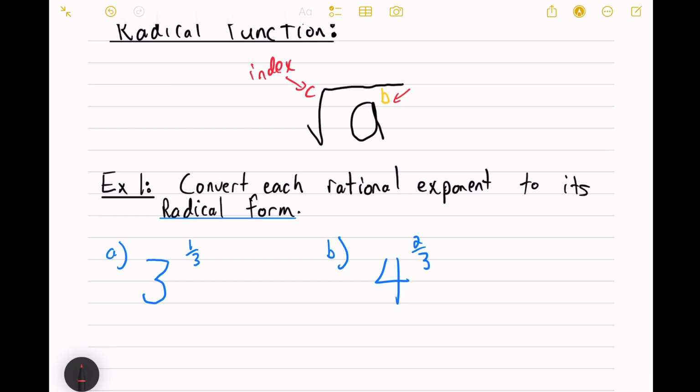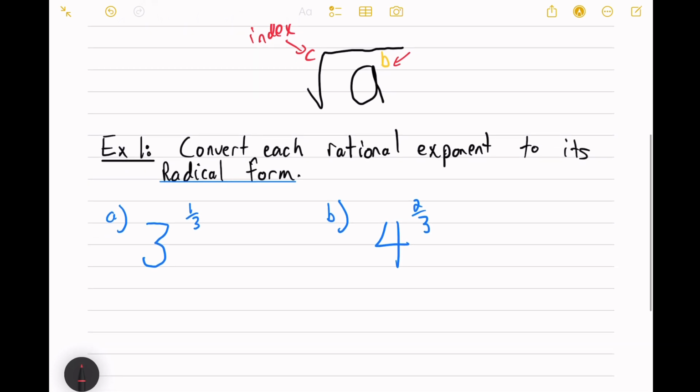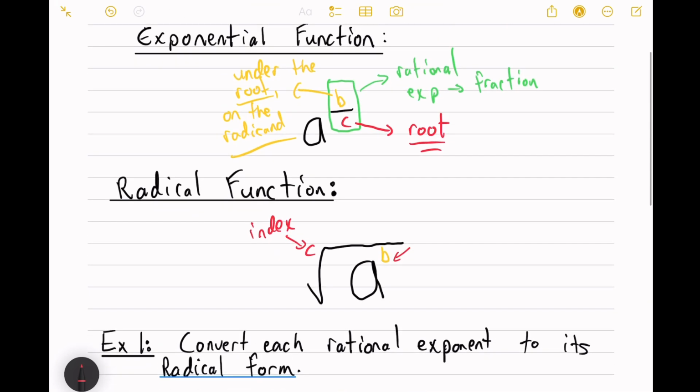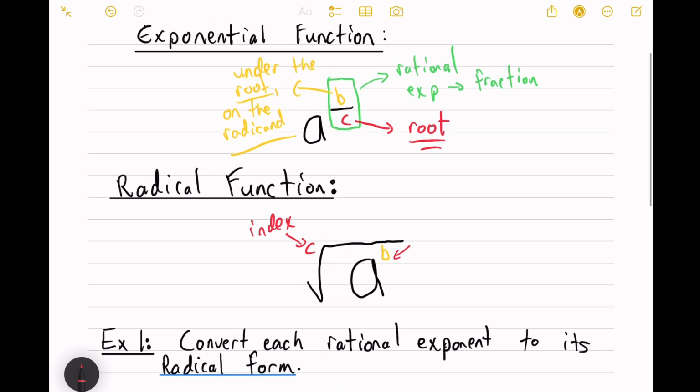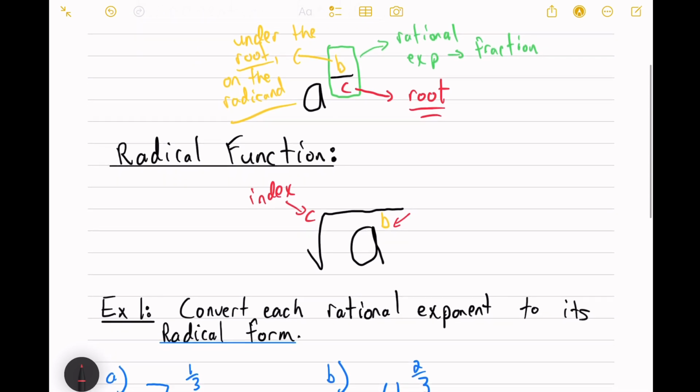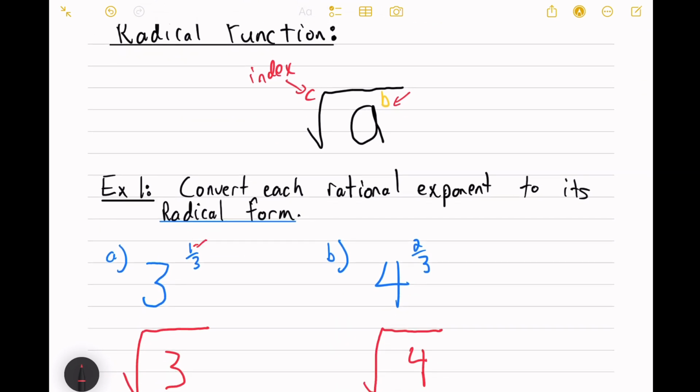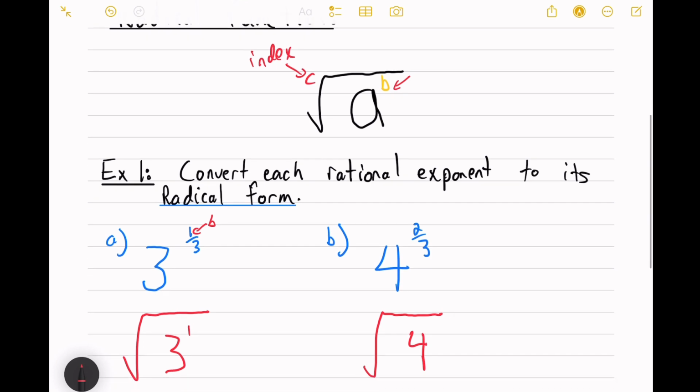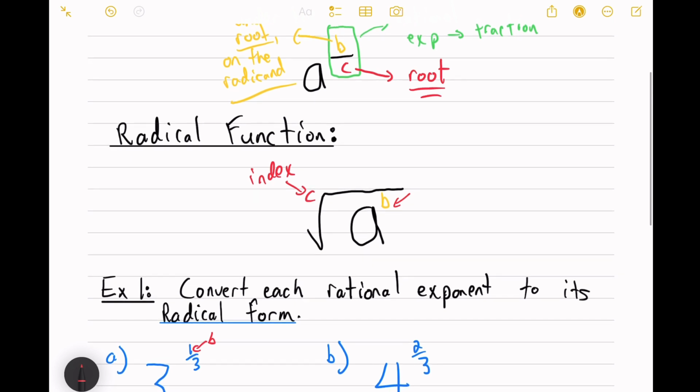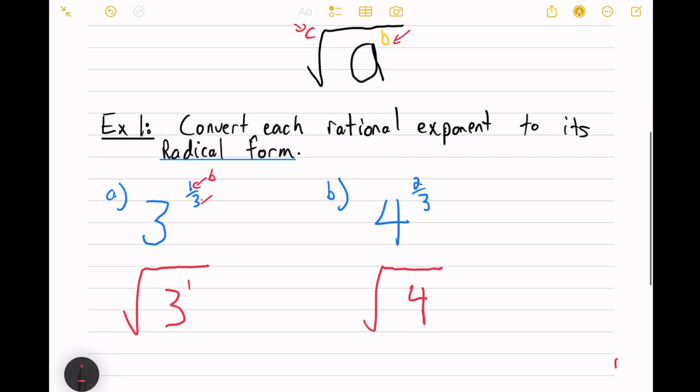So let's convert each rational exponent to its radical form. The first thing that we're going to do is put the power underneath the root. So that 3 is going to go here. And for the other one, 4 to the 2/3, we're going to put that under the root as well. Next, we're going to label the b and the c. The b is going to be the exponent that goes on top of the radicand. So in this case, here's the b, so it'll be to the 1. Now, you don't have to write the exponent 1, but we're just going to be thorough, so you can see the process. And then the c is going to be the index or the root, which is this 3.